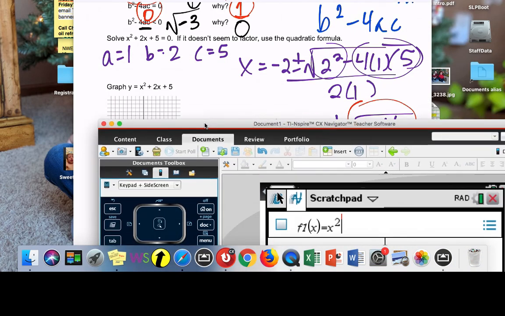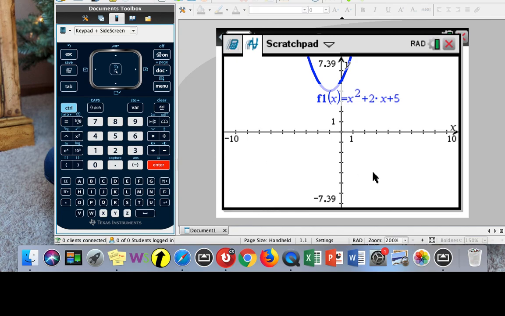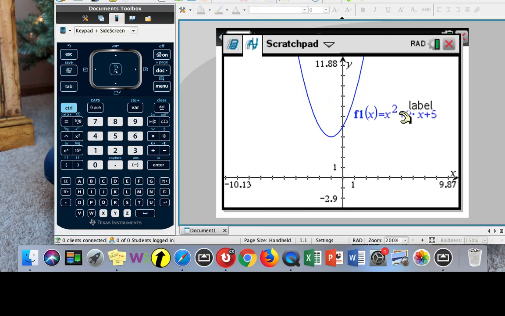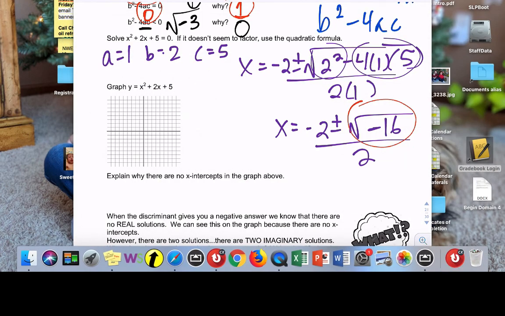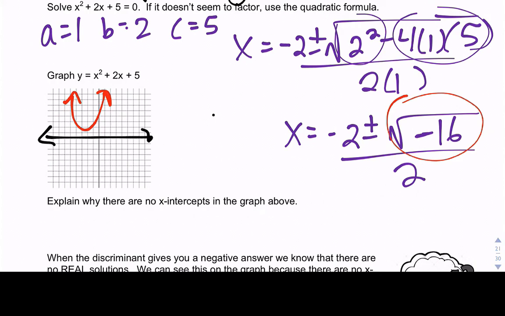All right, so we have x squared plus 2x plus 5. Let's graph this and see what it looks like. And you can see, yep, it doesn't have any real solutions here. It doesn't cross the x-axis. And so if we sketch the graph of that, it looks something like this. And it doesn't touch your x-axis. Let's actually make this bigger now. So 0 real solutions. Explain why there are no x-intercepts while your graph doesn't touch the x-axis.